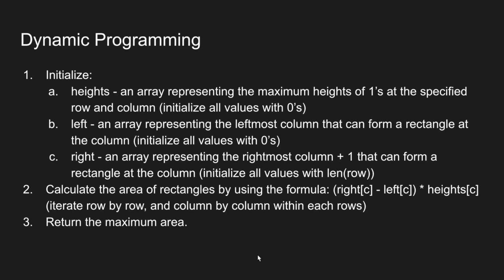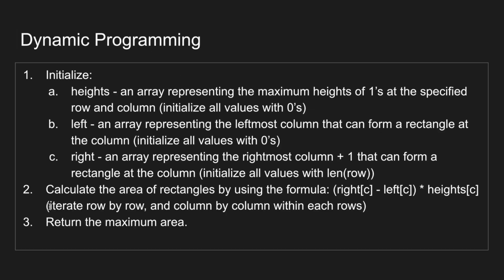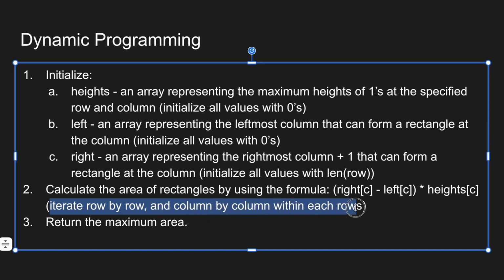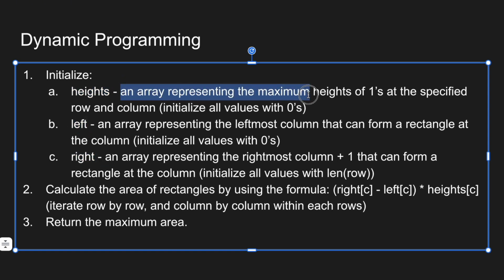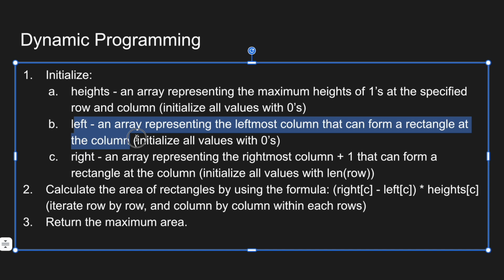So we can solve this problem using dynamic programming. We will iterate row by row and column by column within each row, and we will initialize 3 arrays, and I'll name them heights, left, and right. Heights will be an array that represents the maximum heights of ones at the specified row and column, and left would be an array representing the leftmost column that can form a rectangle at that column.